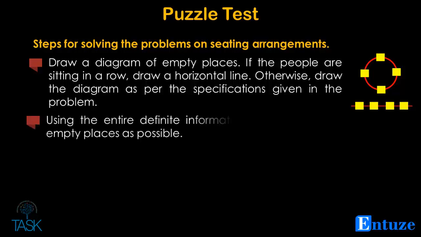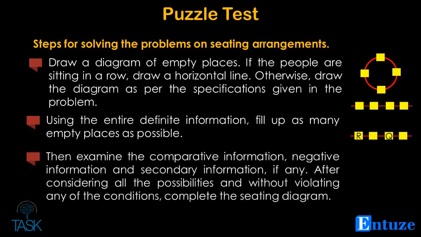2. Use the entire definite information. Fill up as many empty places as possible. 3. Then, examine the comparative information, negative information, and secondary information, if any. After considering all the possibilities and without violating any of the conditions, complete the seating diagram. Once the seating diagram is completed, it is very easy to answer the questions asked in the problem.